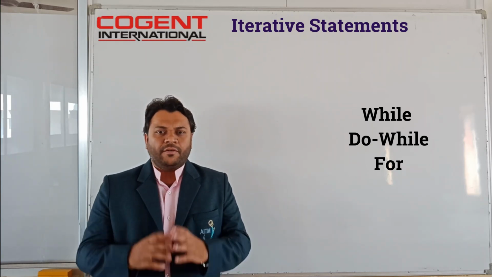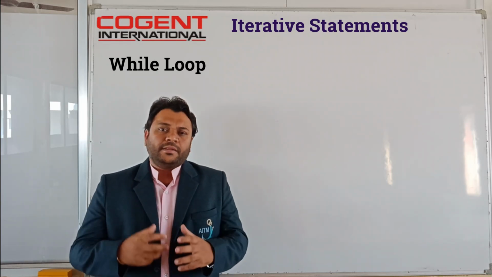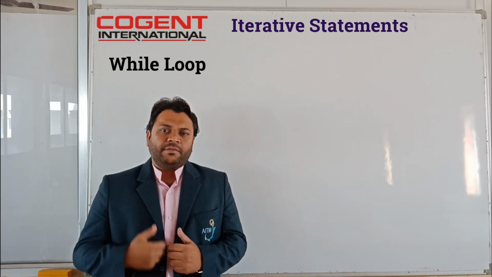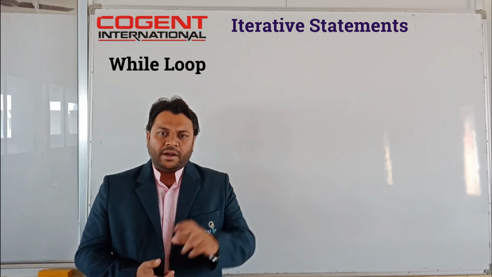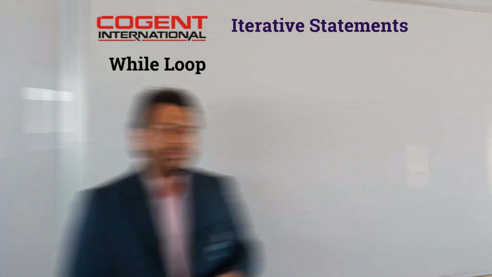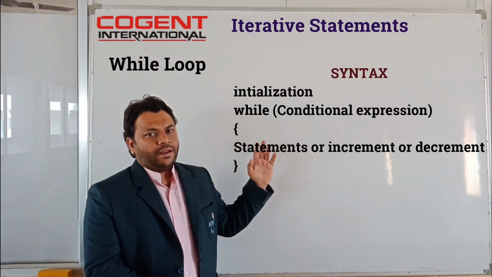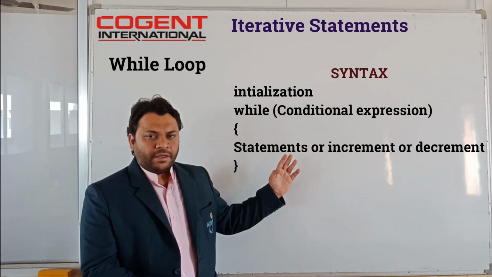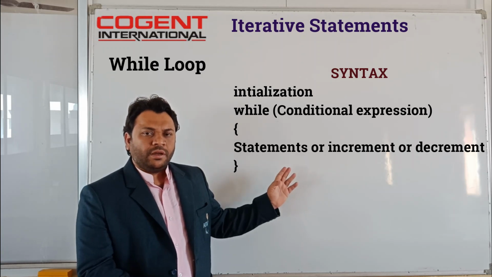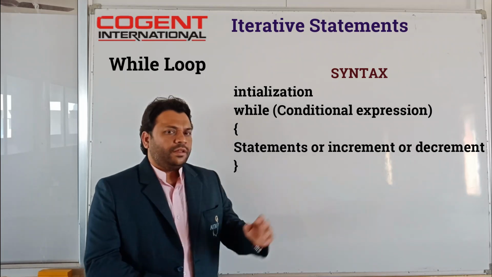First we'll see the while loop. A while loop will execute the set of instructions until the condition becomes false. If the condition is true, then it will go on executing the set of instructions under the while loop. Now let us understand the while syntax. The syntax is as follows: first initialization, then while conditional expression, then in the body of the while loop we include the statements or increment and decrement statements. So this is the syntax of the while loop.